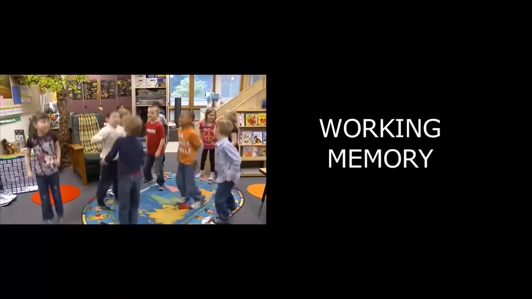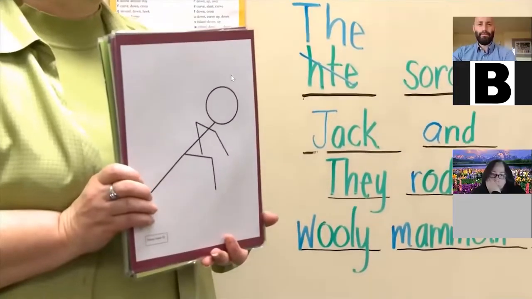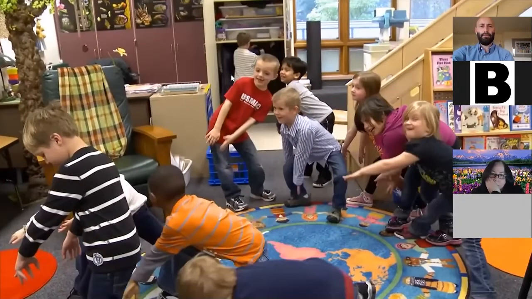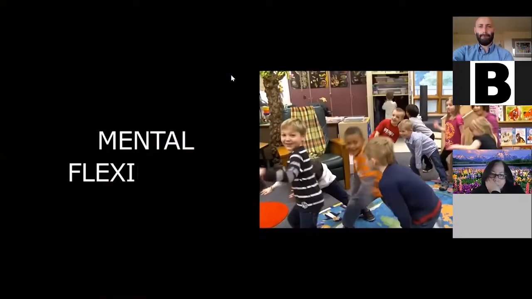So that pulls on working memory. If the children who are taking the turns after you do something unpredictable, you have to be able to adjust what you're going to do next. And that requires mental flexibility.